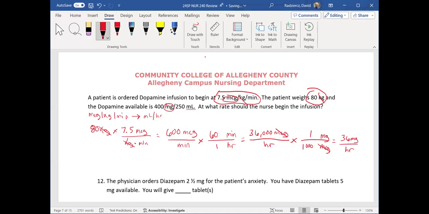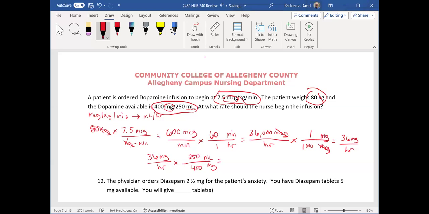The last step is we just need to convert milligrams per hour to milliliters per hour. This is very similar to what you would do when converting units per hour to milliliters per hour. You're just combining your knowns. So, 36 milligrams per hour. I don't want milligrams, I want milliliters. Do I have a way to convert milligrams to milliliters? I do. That's where the available comes into play. 400 milligrams, 250 ml.